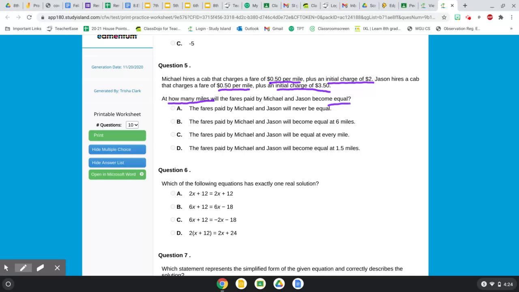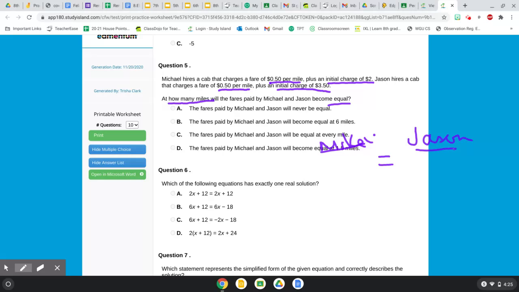Ooh, okay. So last time with this word problem, we had the word same. Well, same really means equal. So I'm going to write my equal sign. It's telling me at how many miles will the fares paid by Michael and Jason become equal. So I'm going to have good old Mikey over here and Jason over here, because I want their fares to be equal. Now I have to think about them separately.